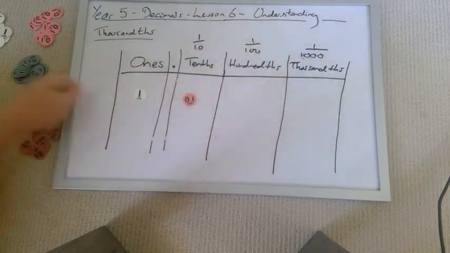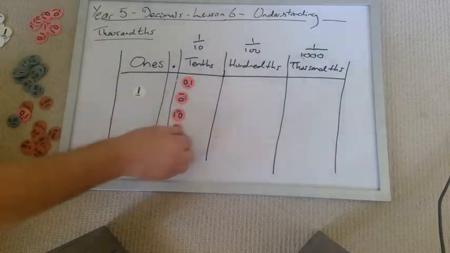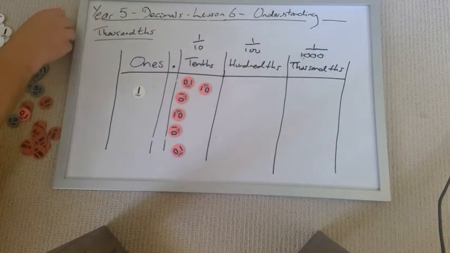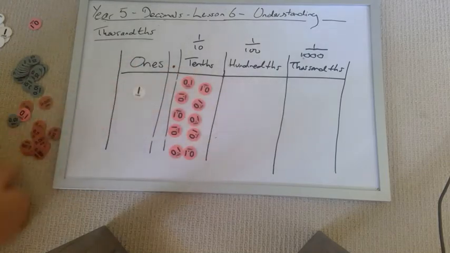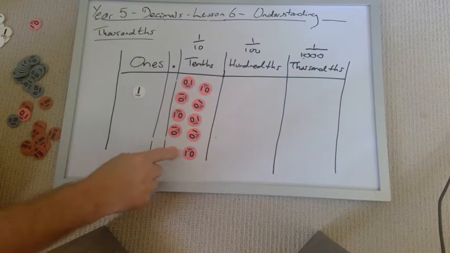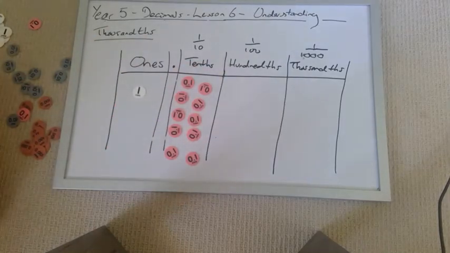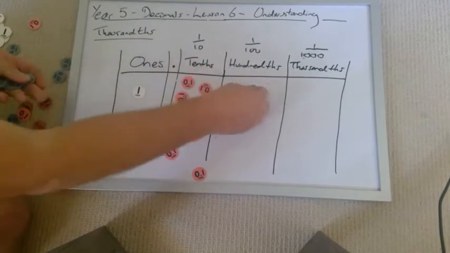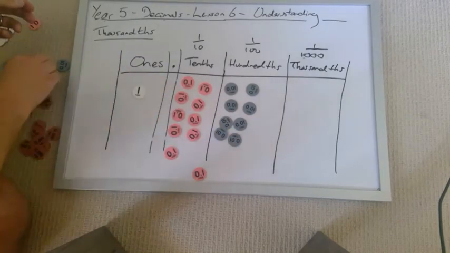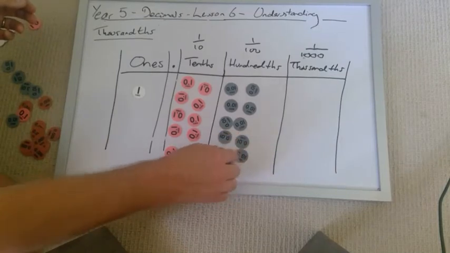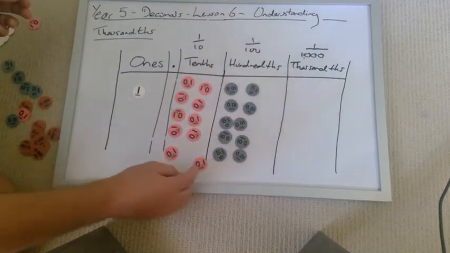Just as an extra step, if you were to make one whole, you would need 10 of these counters. If we had 10 of these counters, it would equal one whole. I would have 10 tenths, and 10 tenths is equal to one whole, and I could exchange it for one whole. But also, one of these counters is equal to 10 hundredths. So I could say one of these is equal to 1, 2, 3, 4, 5, 6, 7, 8, 9, 10. This is 10 times larger than one of these, so it would take 10 of these to make one of these. So if I had 10 hundredths, I could exchange it for 1 tenth.